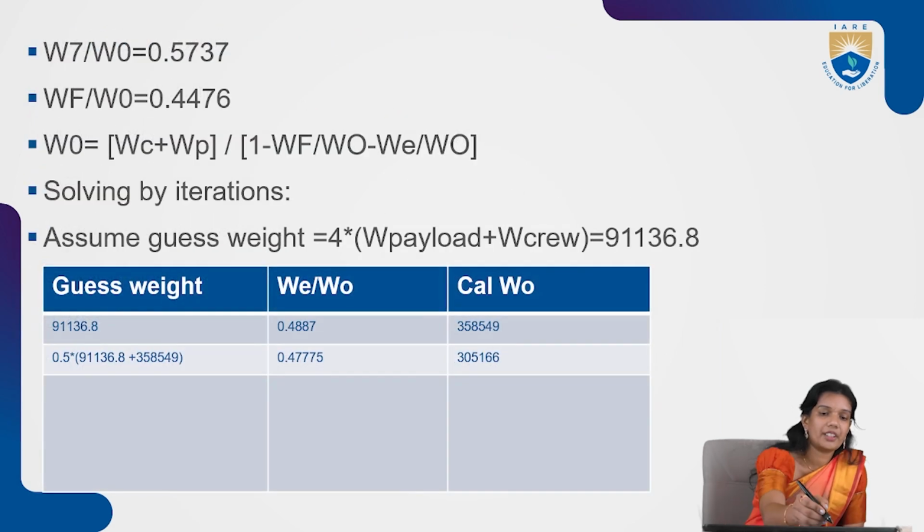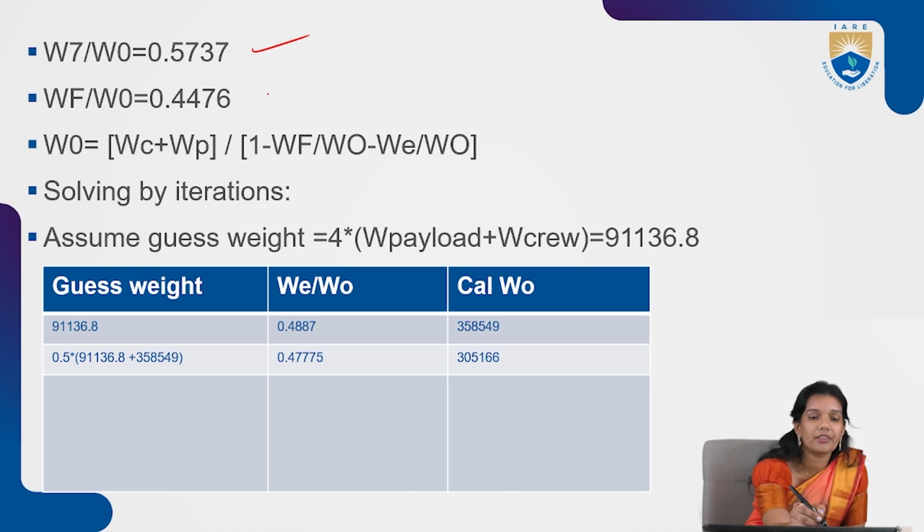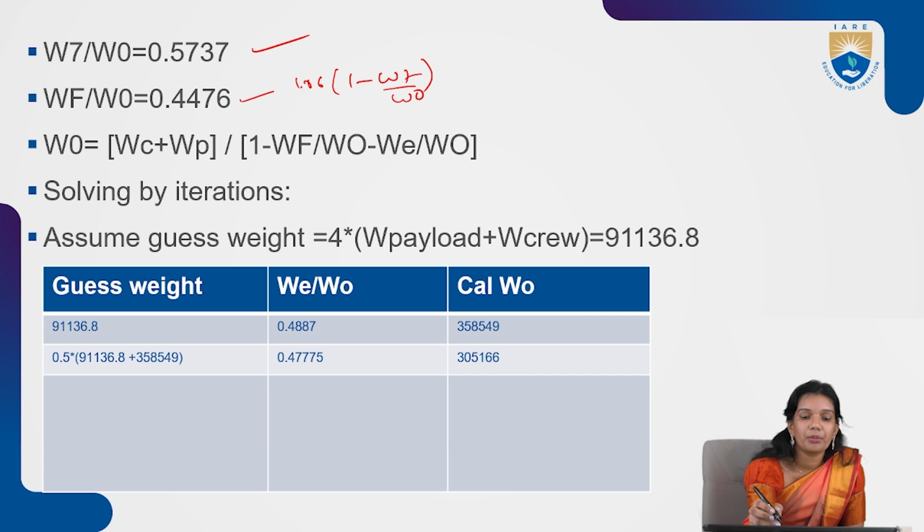Yeah. So that is my W7 by W0. Please try to calculate and check, right? When you calculate all the segments, the multiplication of all segments should give me 0.5737. Then from there, I know how to calculate the fuel fraction weight. It is 1.06 into 1 minus W7 by W naught, right? Then from there, I get WE by W naught.